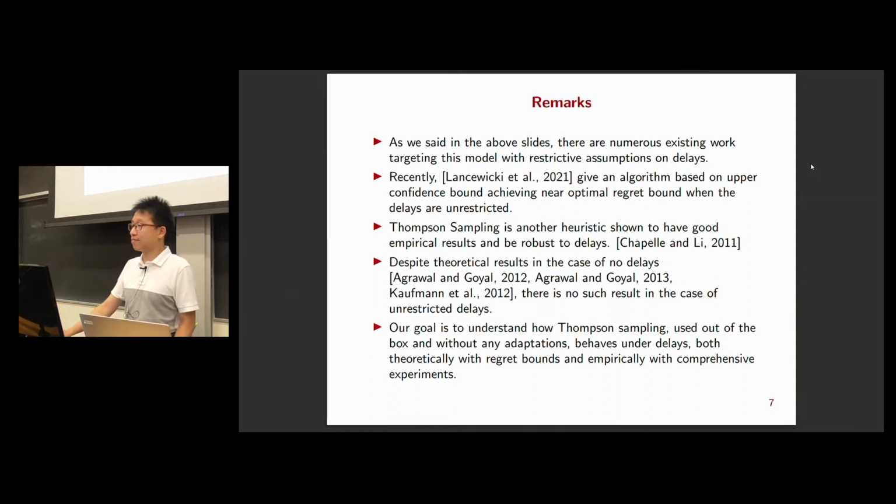Some remarks here. As we said in the earlier slides, there is numerous existing work targeting this model with restrictive assumptions on delays. And recently, last year, there's the Lancewicki paper. They gave an algorithm based on upper confidence bound achieving a near optimal regret bound when the delays are unrestricted. But the motivation here is that Thompson sampling is another heuristic shown to have good empirical results, and especially shown to be robust to delays under various experiments. Despite theoretical results in the case of no delays, and I just listed some representative ones here, there's no such result in the case of unrestricted delays, when you don't put restrictive assumptions. So our goal is really to understand this scenario and how Thompson sampling, used out of the box and without any adaptation, behaves under delays, both theoretically with regret bounds and empirically with comprehensive experiments.